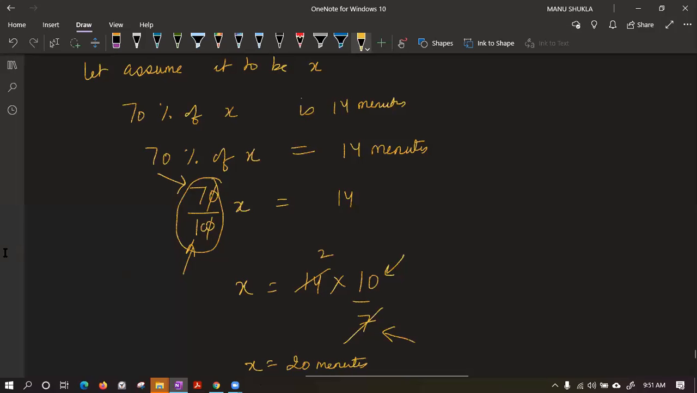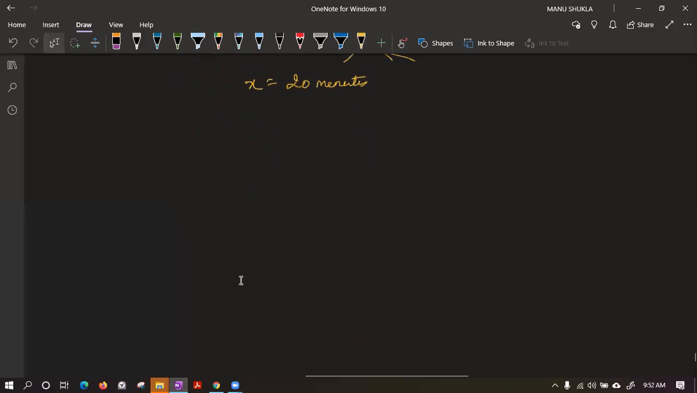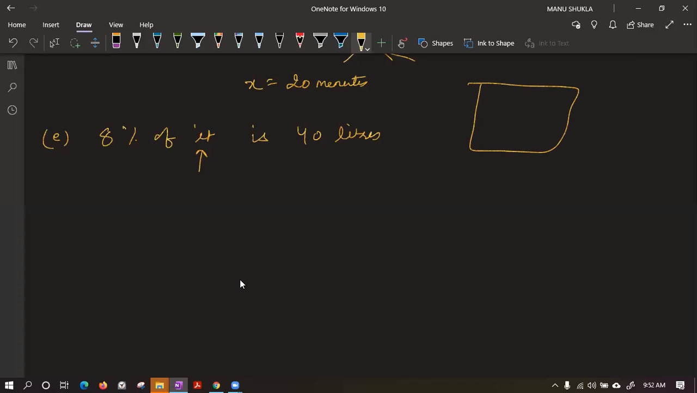Let us take one more example. Suppose I give you 8% of it is 40 liters. 8% of something is 40 liters. Class, please answer me. How much total water is there? This question is different, beta. Suppose you have a container in which some water is there. They are saying 8% of it is equal to 40 liters. You have to tell what is the value of 100%.